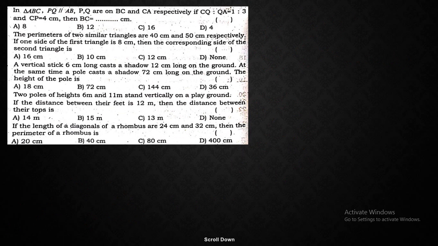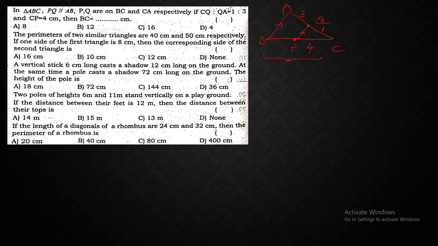Next, moving on to one more question. So in triangle ABC, PQ is parallel to AB. So what he has given? In triangle ABC, PQ is parallel to AB. So where is point P? Point P is on BC and point Q is on CA. So these two sides are parallel to each other. Next, what he has given? CQ is 1, QA is 3. And CP is 4, right? Next, he is asking you to find this total length BC, right?